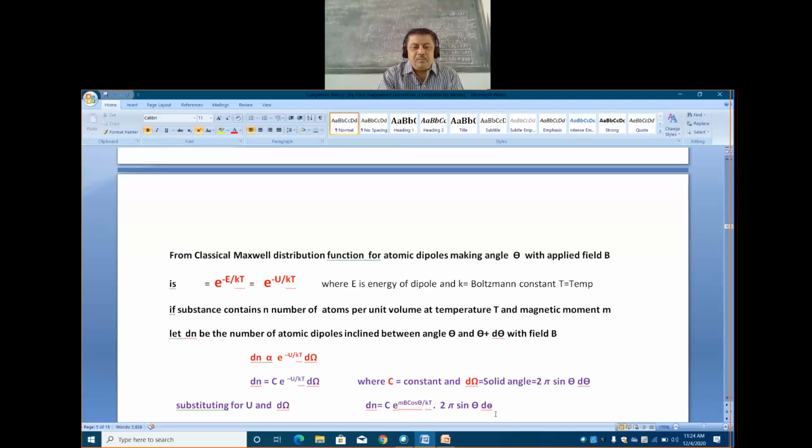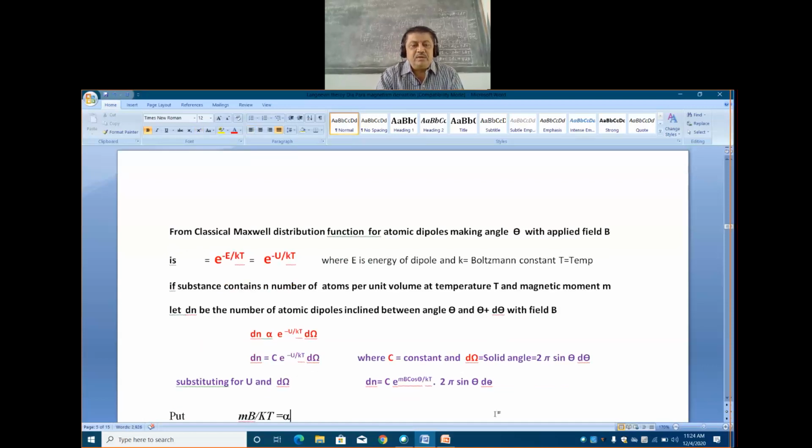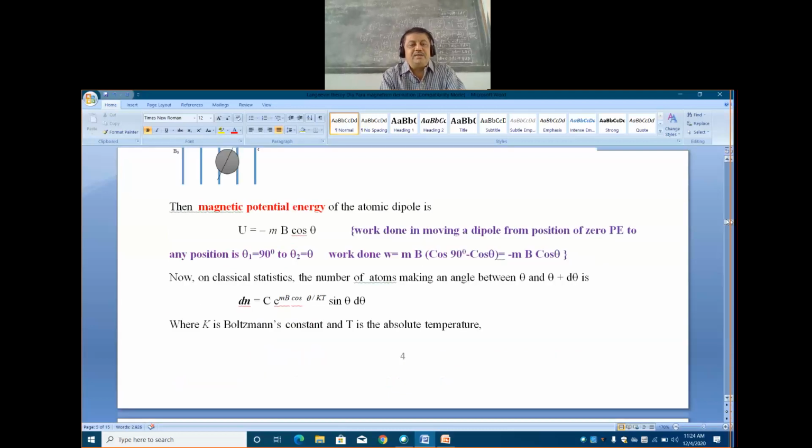Therefore the expression which we have written directly, that is dn is equal to c e raised to mb cos theta by kT sin theta d theta. The 2 pi is also taken into the constant c. So it is dn equals c e raised to mb cos theta by kT sin theta d theta.